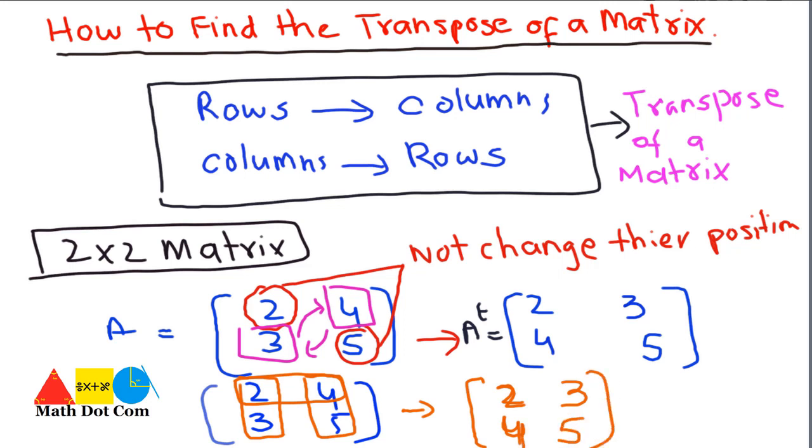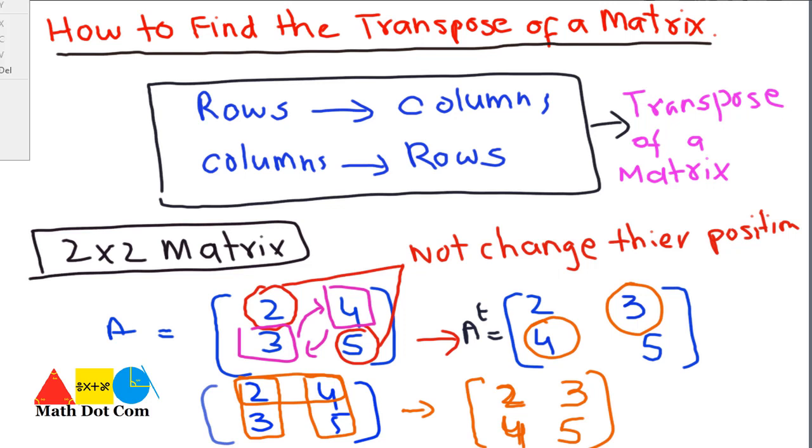So this is how we have changed the rows into columns, and the trick was that you have to keep the first and the last element of the matrix at their position as it is and just interchange the position at this position and this position. Okay, so this was about the transpose of a matrix of 2 into 2 order.